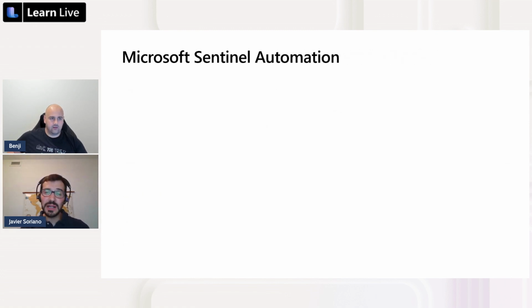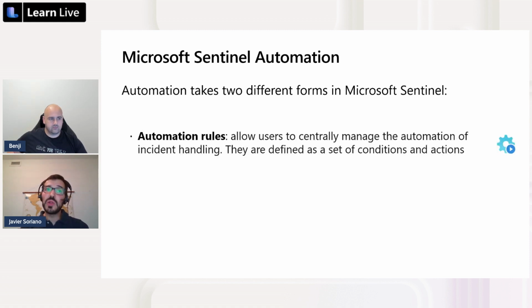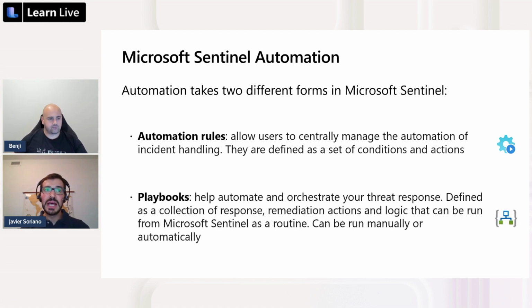In terms of Microsoft Sentinel automation, just focusing on what capabilities we have here, it takes two different forms in our service. First of all, we have what we call automation rules. These allow users to centrally manage the automation of incident handling, and they are defined as a set of conditions and actions. I will not be talking about this in much depth today. And also we have playbooks. That's the other shape that automation takes in Sentinel, which basically helps automate and orchestrate your threat response. They are defined as a collection of response and remediation actions and other logic and flows that can be executed as a routine. They can be manually run or automatically run, depending on the use case, and we'll be reviewing all those things today.